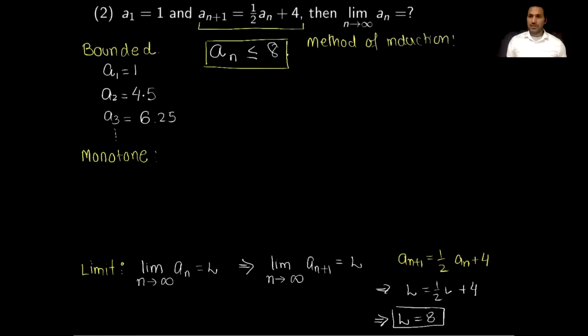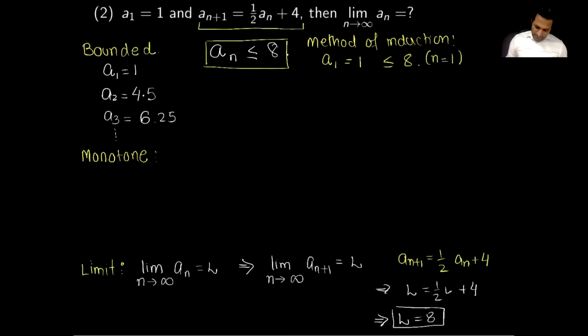The method of induction has 3 parts. In the first part, we show that the result is true for the base case, in this case, n is equal to 1. In the second part, we assume that the result is true for n is equal to k. And in the third part, we show that the result is true for n is equal to k plus 1. So let's check that the base case is true. I compute a_1, which is 1, and 1 is definitely less than or equal to 8. So therefore, the claim is true for n is equal to 1.